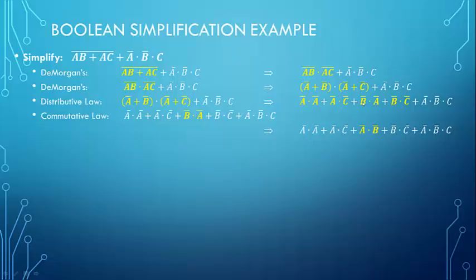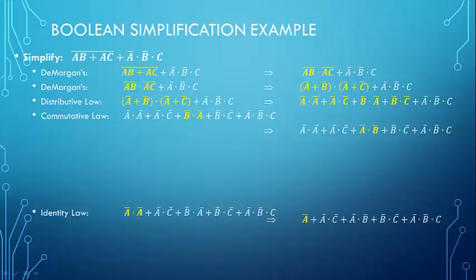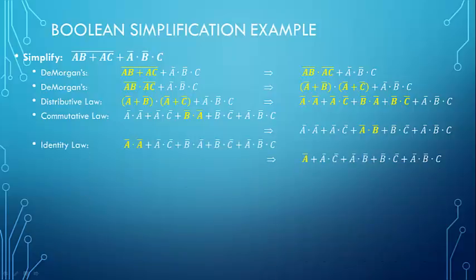Then if I want to, this B naught ANDed with A naught, I can rearrange it so they're in alphabetical order. I can take B naught A naught and make it A naught B naught, because AND is a commutative operation. That's optional if you don't want to. You don't have to do that step. And then we can also look at our identity laws. We notice here we have A naught ANDed with A naught. Well, we said that if we AND something with itself, one of those inputs becomes redundant. So this A naught ANDed with A naught becomes just A naught.